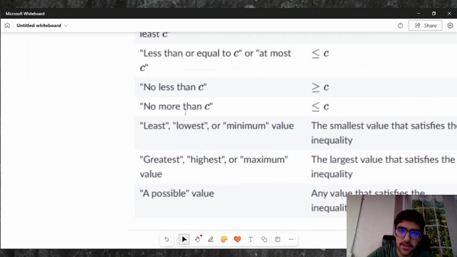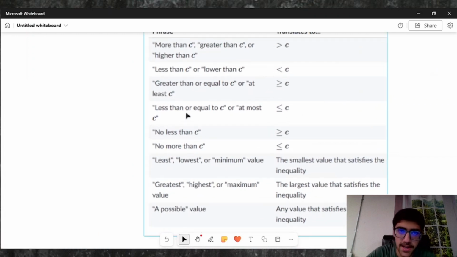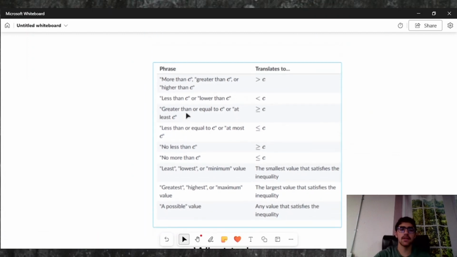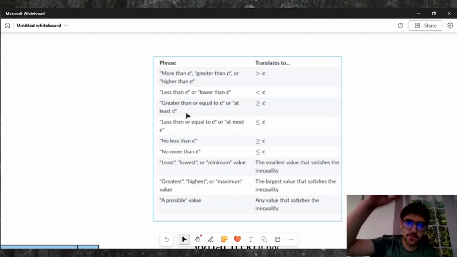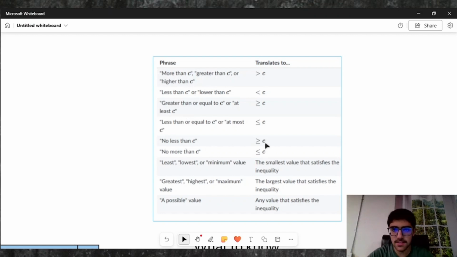There's this very good table I found from Khan Academy, if you want to take a moment and look at it. It gives you the phrase, and then it tells you what it translates to. Like "no less than" is greater than or equal to. If you have "at least," stuff like that, it gives you the phrase and tells you what it translates to. So if you want, you can pause the video and take a look at it.